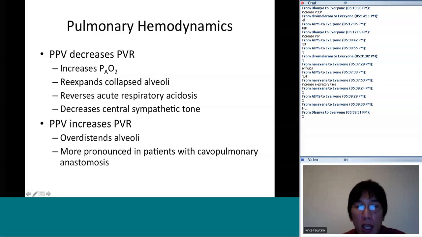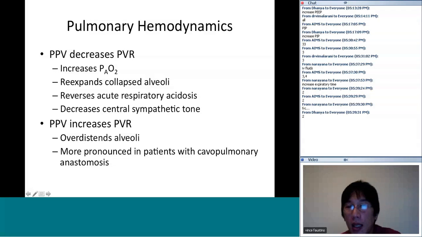However, when you give positive pressure ventilation above your FRC, then you go the other direction. It overdistends your alveoli, and that also increases your PVR, again, by compressing your intra-alveolar vessel. And this effect is actually more pronounced in patients with cavopulmonary anastomosis, like your Glenn patient or your Fontan patient, because the blood flow to the lungs is passive in these cases. So just an increase in your PVR is actually detrimental to this patient.